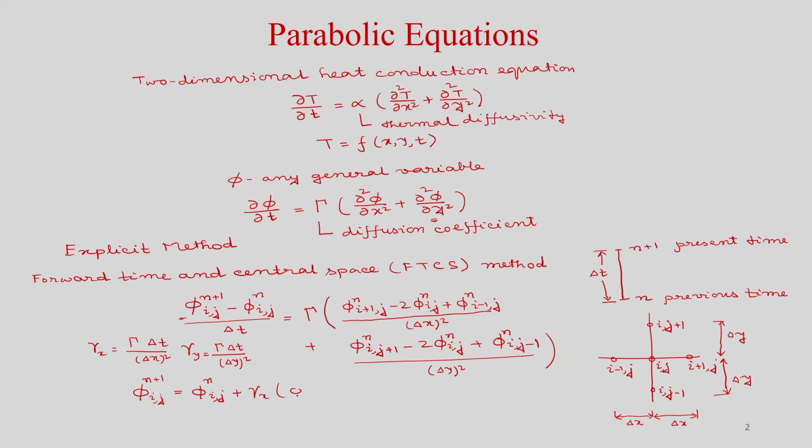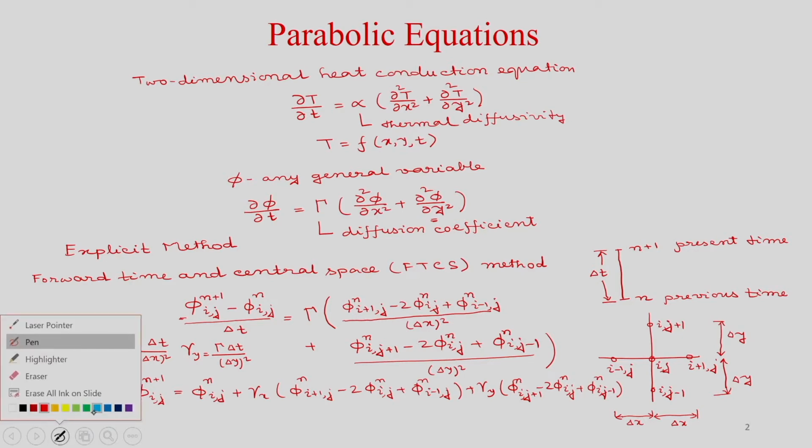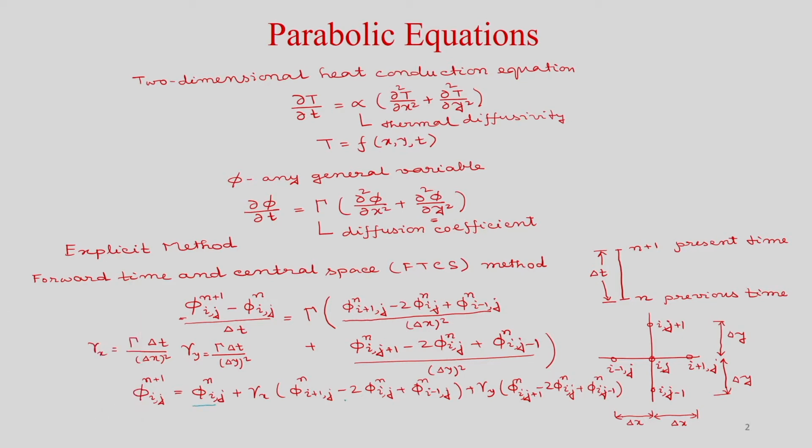So, it will be phi i+1,j at n minus 2 phi i,j at n plus phi i-1,j at n, plus now gamma delta t by delta y square. So, it will be gamma y times phi i,j+1 minus 2 phi i,j plus phi i,j-1, at time level n. Now you can see that you have this phi i,j at n and minus 2 phi i,j at n.